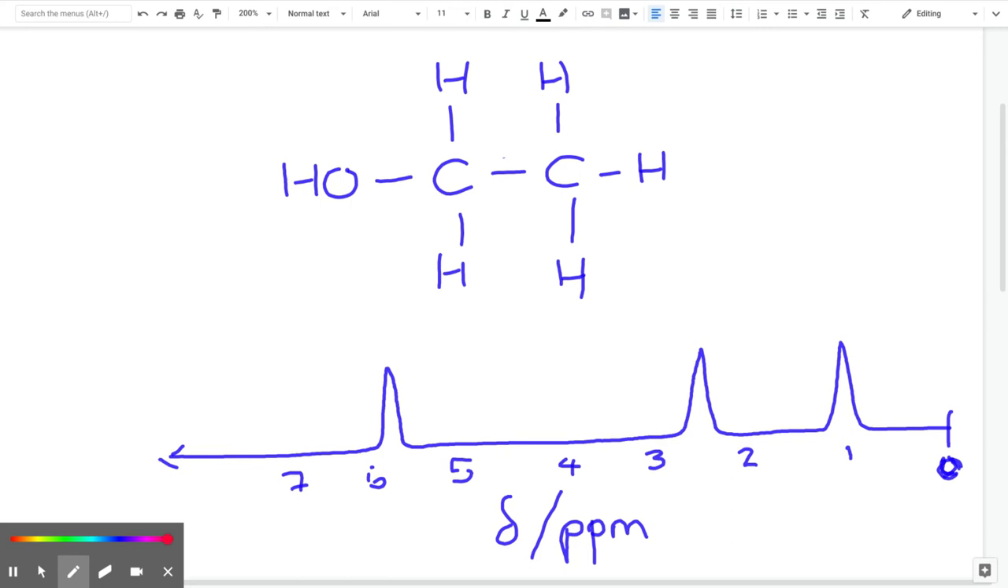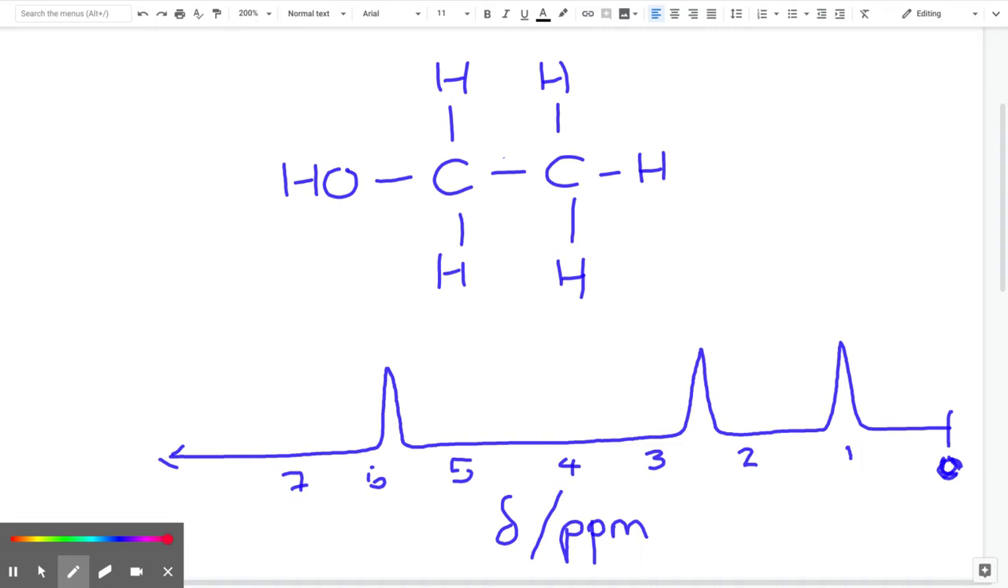Okay, we're going to have a look at the final clip now of the low resolution spectroscopy for NMR. And as we've figured out now, we have ethanol, a non-symmetrical molecule with three individual peaks corresponding to the three different environments of the hydrogens within the molecule. Now, NMR has a few more tricks up its sleeve.